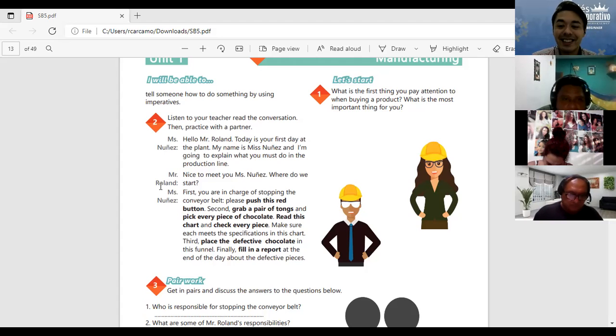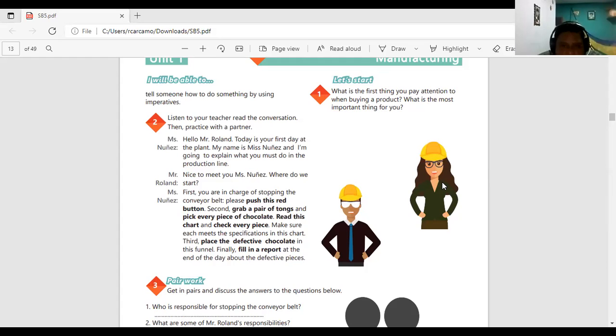All right. The word defective. Defective is that it's got a flaw, a defect. So it's defective, defectuoso. In this case, it's making reference to maybe a piece of chocolate that is not exactly the way it should be. Maybe it's irregular or it's got some problem of the sort. It's not exactly what they need for the manufacturing. So that's why it talks about defective chocolate. Nice.